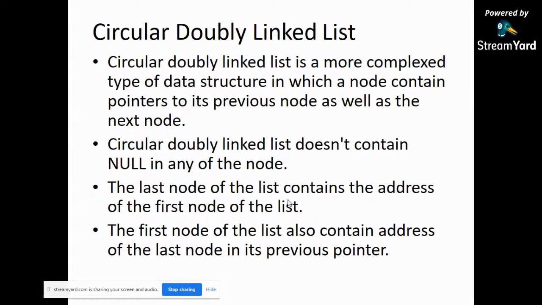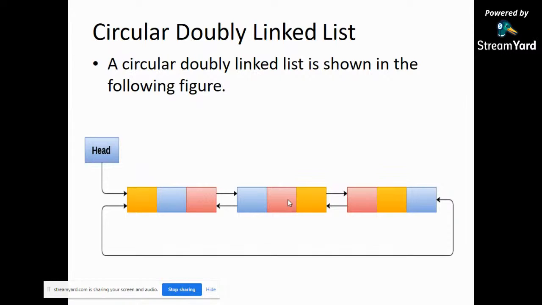We can see this with the help of an example. Here you can see this is the circular doubly linked list. The last node will have the address of the first node, and the first node will have the address of the last node. In this way it becomes circular. Since it is a doubly linked list, we have addresses of both nodes in both directions.